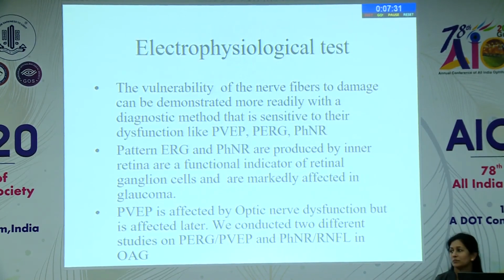With electrophysiological tests, the vulnerability of the nerve fibers to damage can be demonstrated more readily with a diagnostic method that is sensitive to their dysfunction, like pattern VEP, pattern ERG and photopic negative response. The pattern ERG and PhNR are produced by the inner retina, are a functional indicator of retinal ganglion cells, and are markedly affected in glaucoma. The pattern VEP is affected by optic nerve dysfunction but is affected later. We conducted two different studies, one with pattern ERG and pattern VEP in glaucoma, and another on photopic negative response and retinal nerve fiber layer in open angle glaucoma.